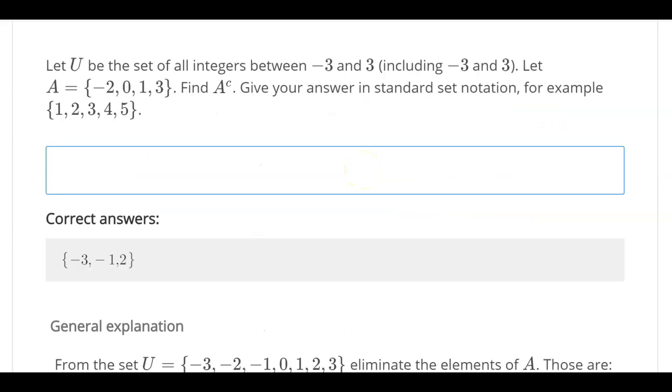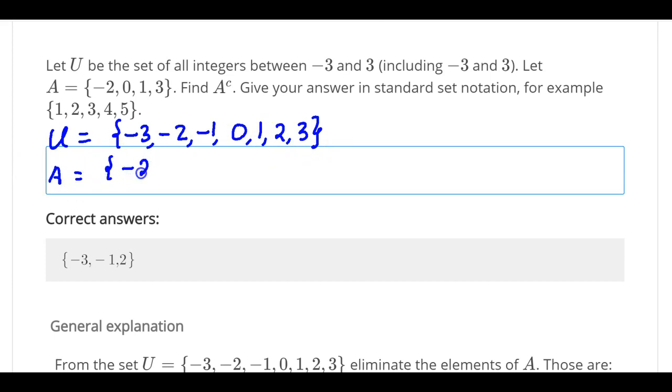All right, let U be the set of all integers between -3 and +3, including -3 and +3. So I'll go ahead and write down my universal set. Remember, U stands for the universal set. So U is equal to, in set notation, -3, -2, -1, 0, 1, 2, 3. All right, what about A? Set A is -2, 0, 1, and 3.